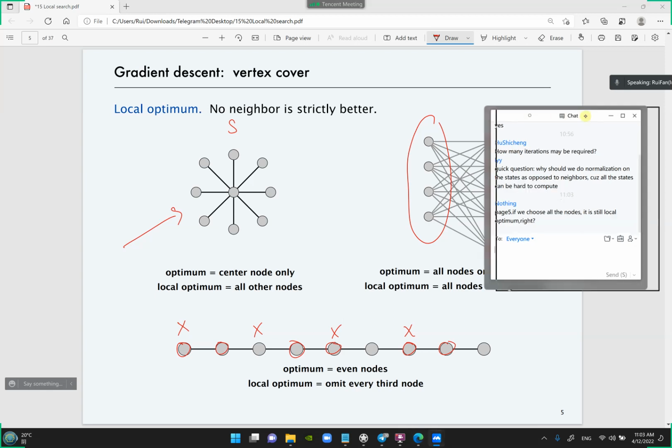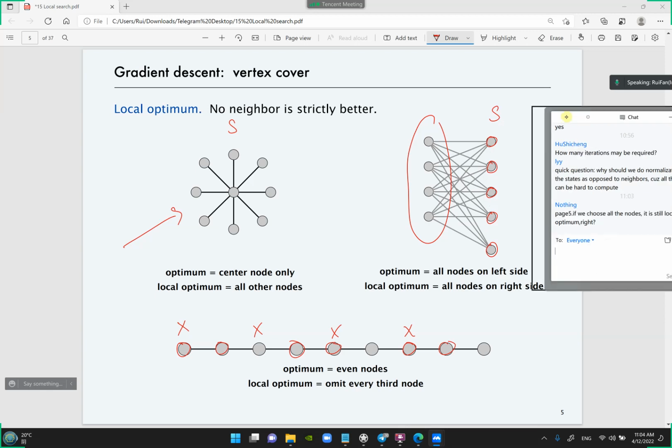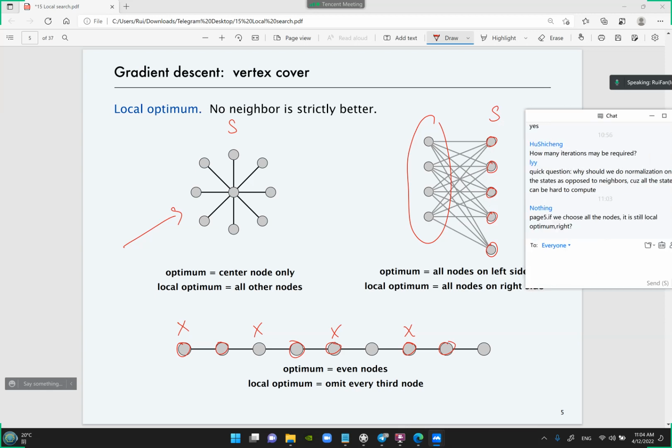Oh, right. And for all these other graphs, if you take all the nodes, those are not local optimum. For example, in this bipartite graph, if you take all the nodes, then you can remove some of the nodes and still have a solution. In fact, you have a better solution because you have fewer nodes. So therefore, these are not local optimum. The only local optimum are where you end up at a state where you cannot remove any more nodes. And those are the local optimum.